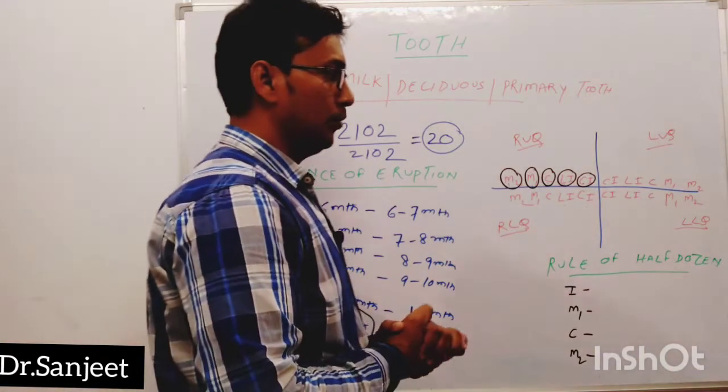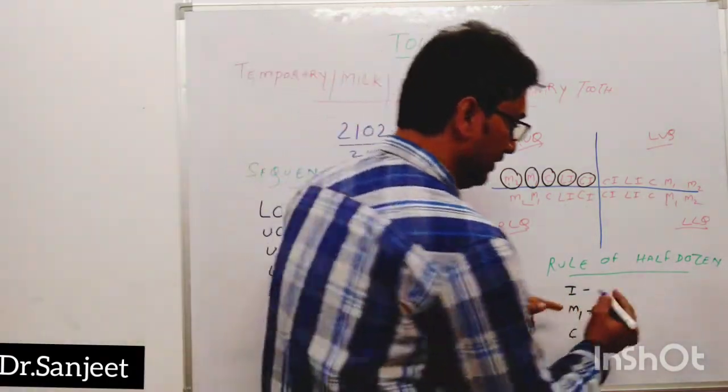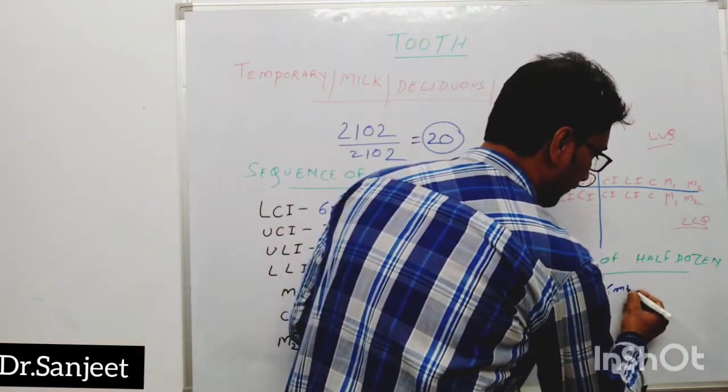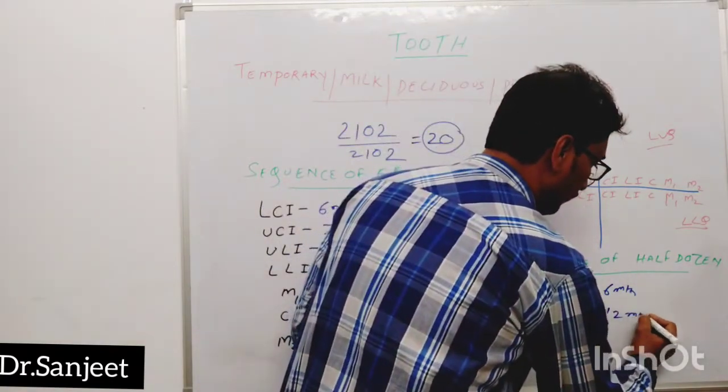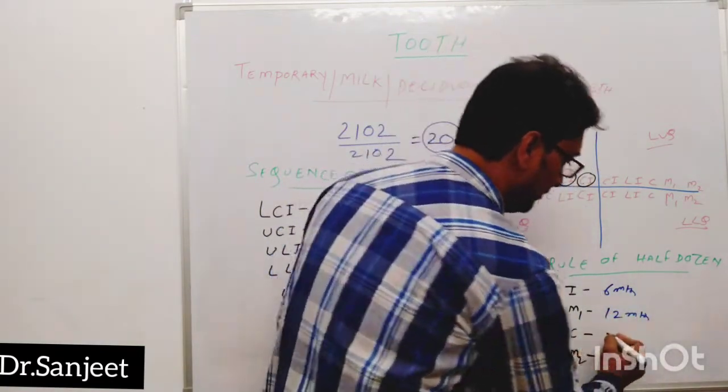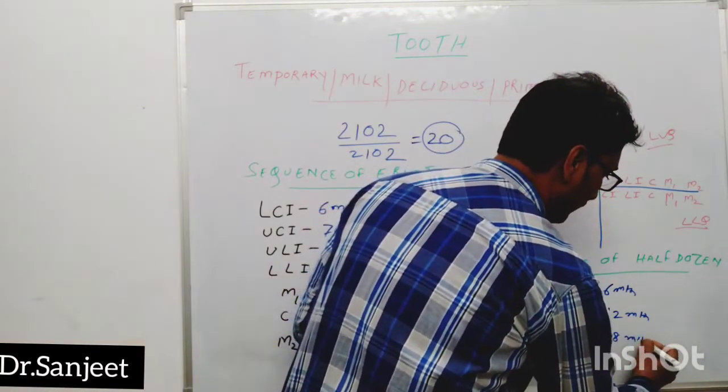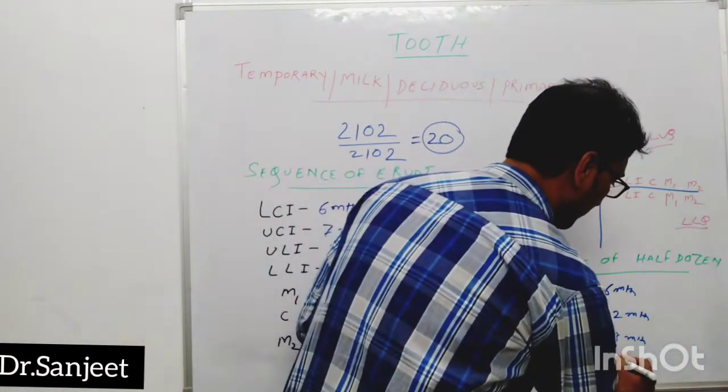Then the rule of half dozen. Incisor comes in 6 months. Molar 1 comes in 12 months. Canine comes in 18 months. And molar 2 24 months.